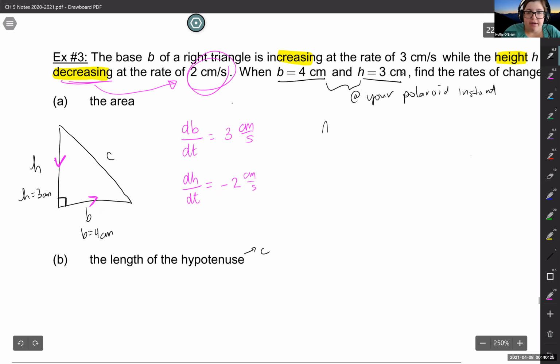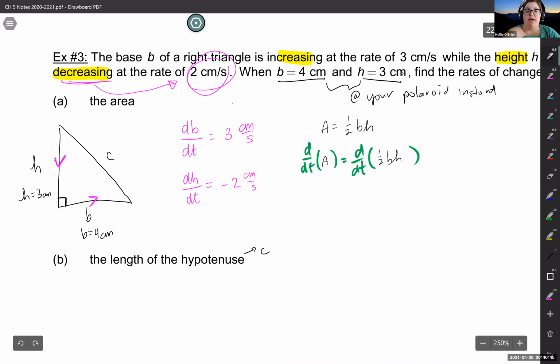All right, so we know area of a triangle is 1/2 base times height. And if I want to go through and find the derivative with respect to time, I'm being super extra, writing everything out right now, just to show you step by step. So I want to know, how fast is the area changing with respect to time? What's the rate of change of the area? Or like, how fast is my area growing?